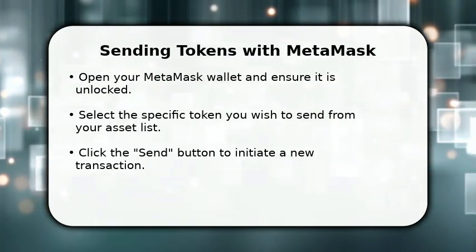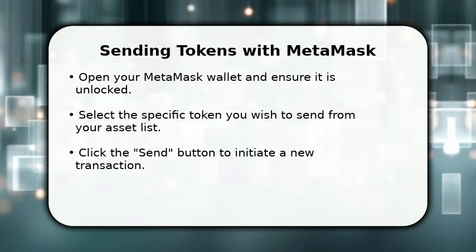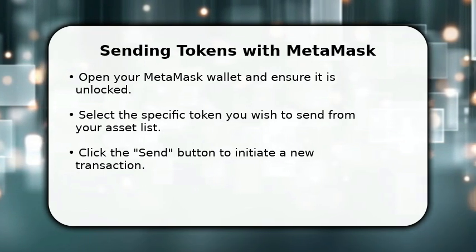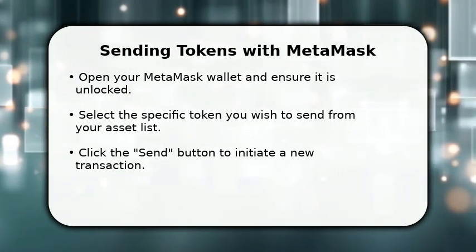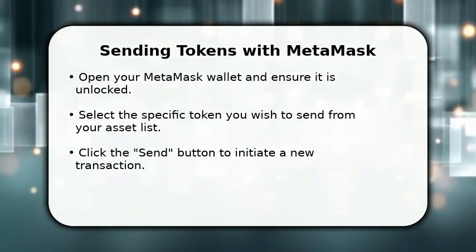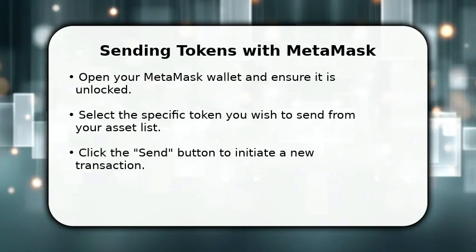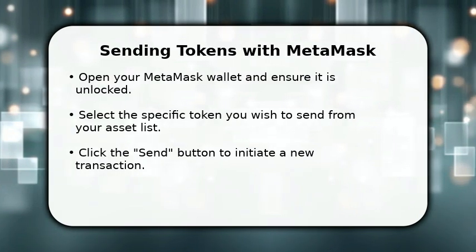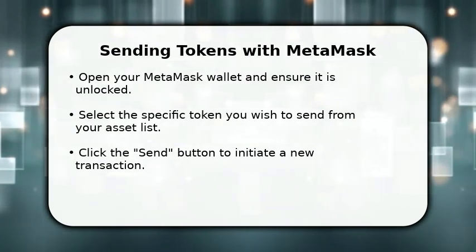First, open your MetaMask wallet and make sure it is unlocked. You will then see your asset list. Next, select the specific token you wish to send. For example, if you want to send Ether, click on Ether. After selecting your token, locate and click the Send button. This action will open a new transaction window, preparing you for the next steps in the process.